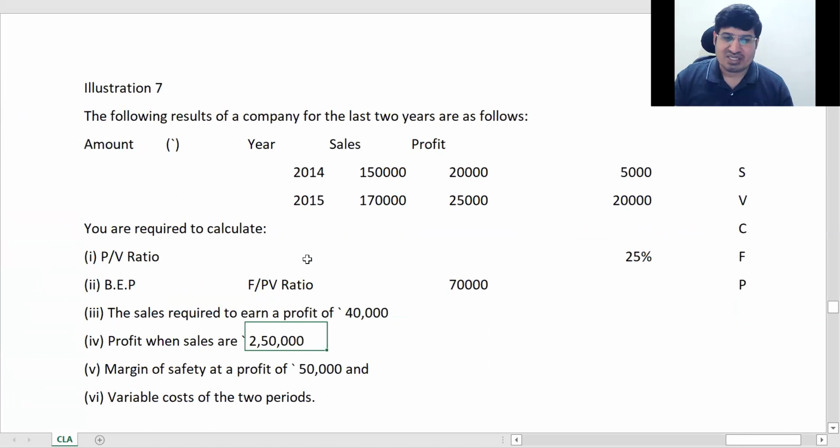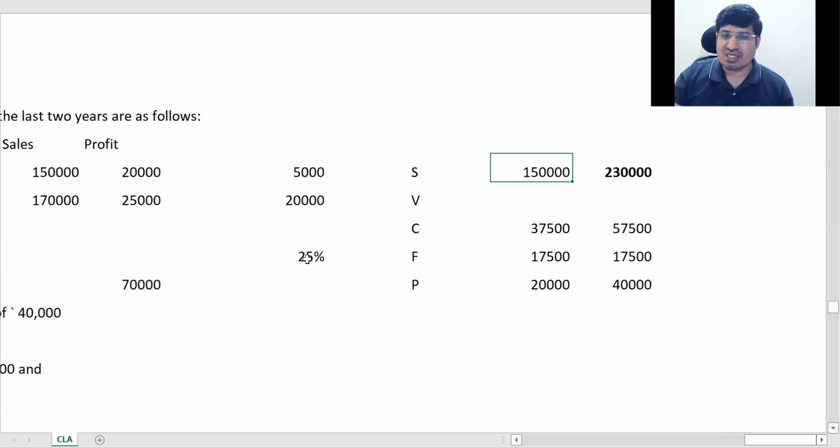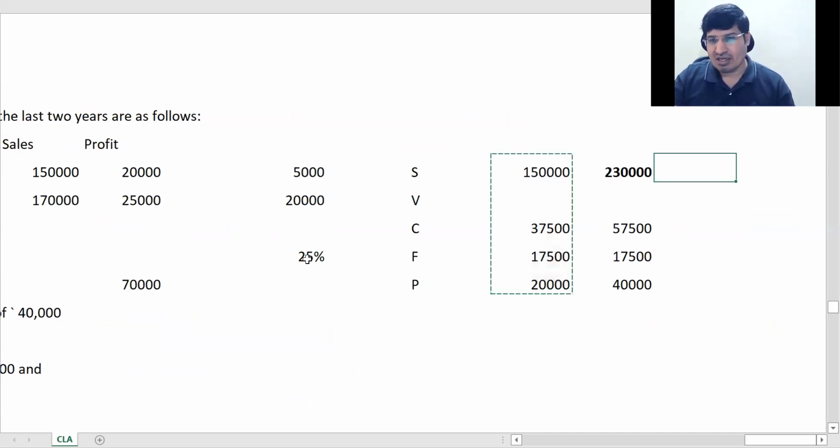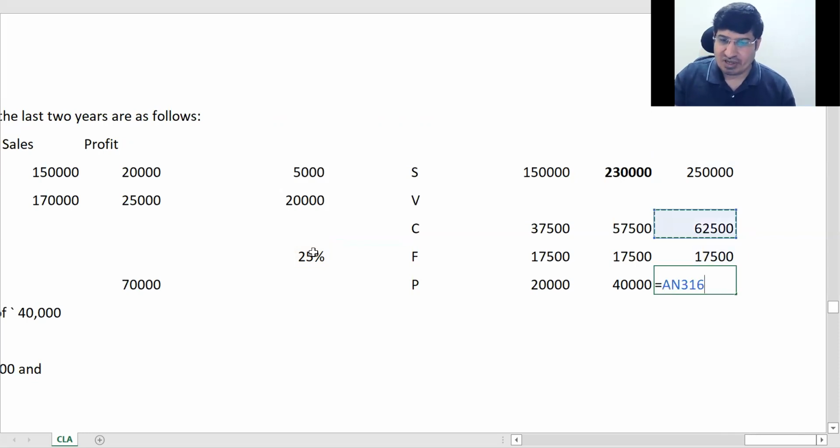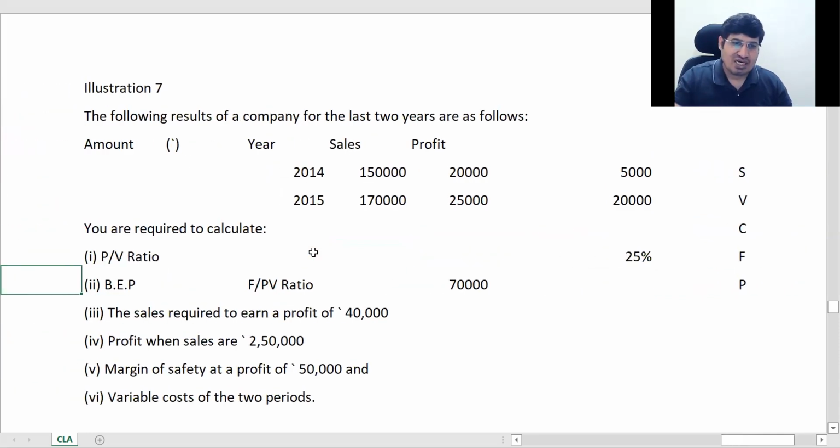Now profit when sales are 2,50,000. These are straightforward ones. If they are asking profit, you already have the topmost line. From sales, you will get contribution. From contribution, you will get profit directly. Fourth one: 2,50,000 is the sales. Put another line here. 2,50,000 is the sales, and PV ratio is 25%. I got PV ratio. Now I have fixed cost. Now I have to get profit. This is the profit. This is the answer for 4. Any doubt?